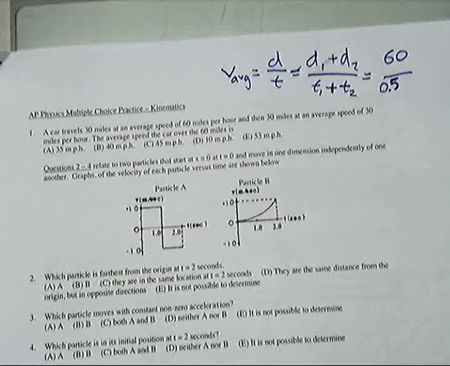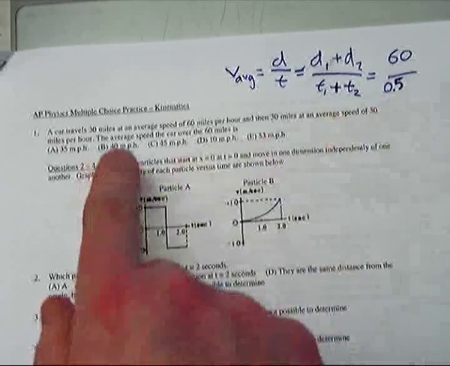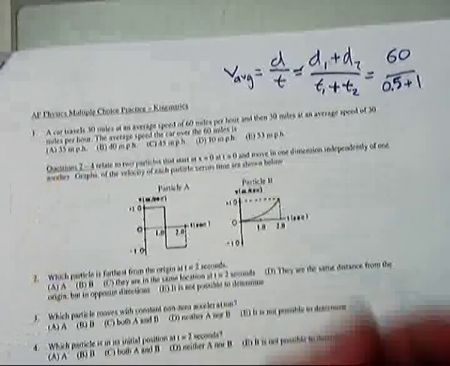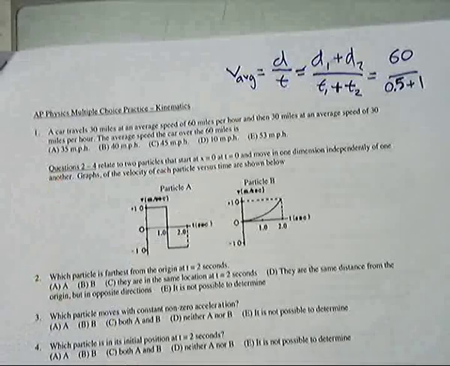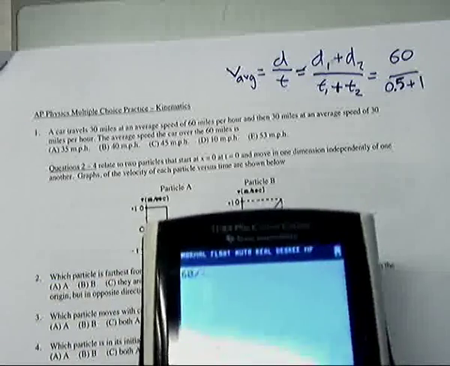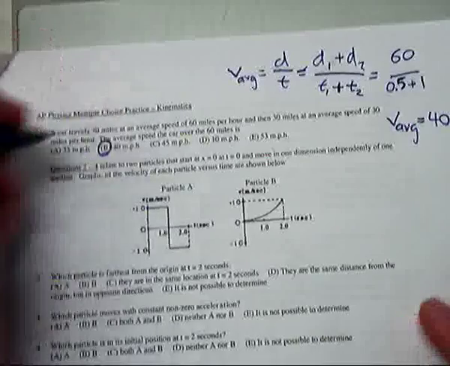I could write the equation out for that, but you're all smart enough to understand that already. So the first time is half an hour. It takes half an hour to go 30 miles at 60 miles per hour. Then it goes another 30 miles at 30 miles per hour, so that would be a whole hour. So 0.5 plus 1. This is basically 60 divided by 1.5. We plug that into our calculator, 60 divided by 1.5, and we get 40. Well, that came out to be a nice even answer. So that's your answer, 40, not 45.